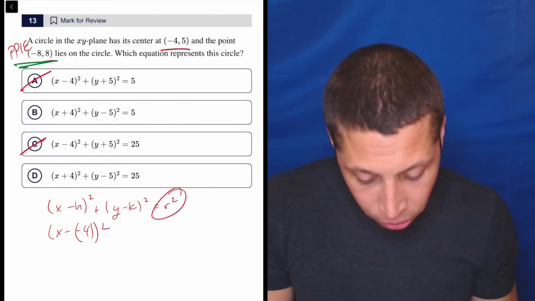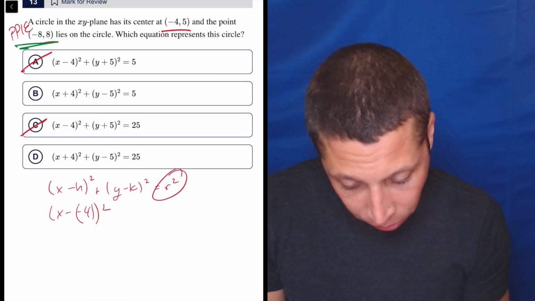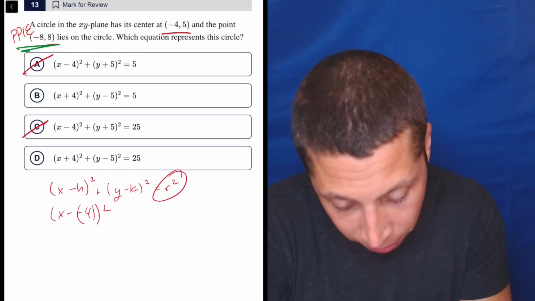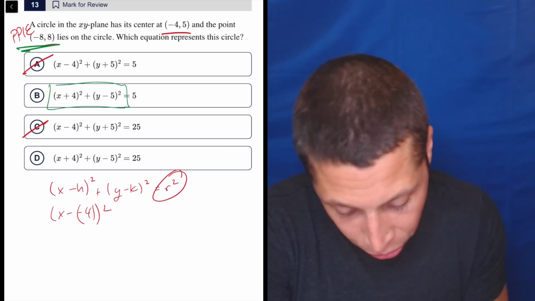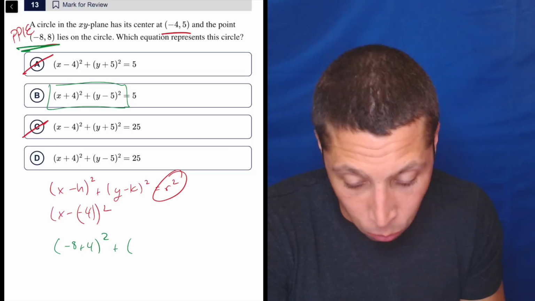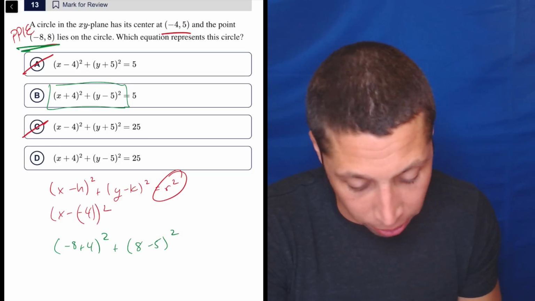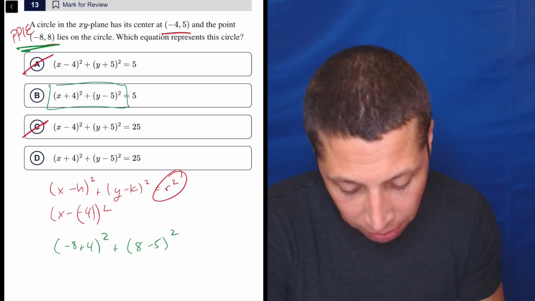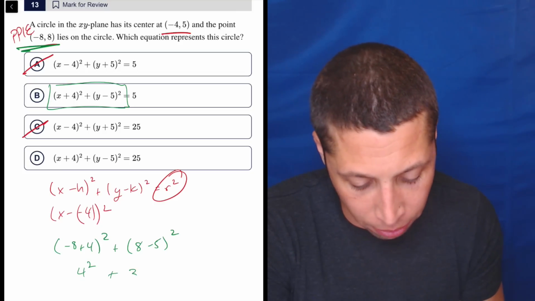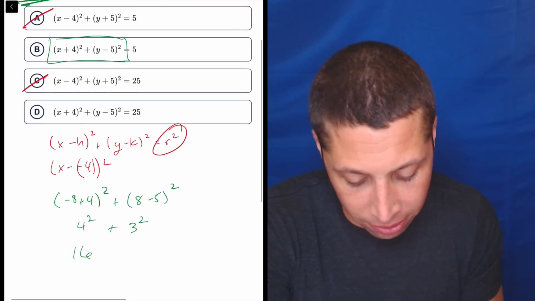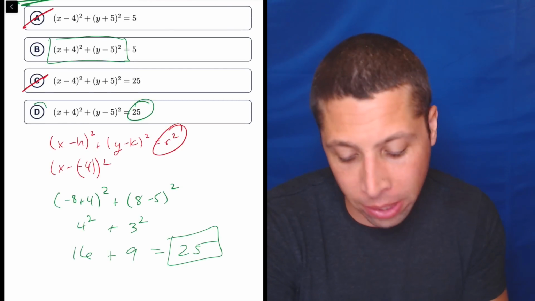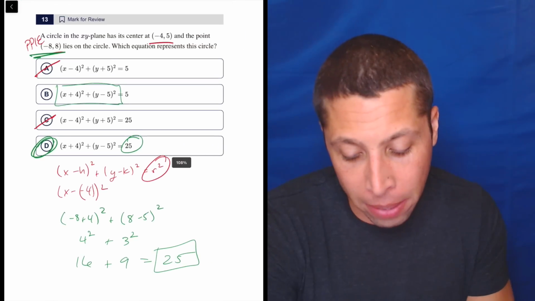So let's try the answer choice, right? Well, they're both the same, right? This part's the same. So let's just do that. So (negative 8 plus 4) squared plus (8 minus 5) squared. So what does that equal? Does it equal 5 or 25? Let's see. Negative 8 plus 4 is negative 4, so 4 squared and 3 squared. So that's 16 plus 9 is 25. That one is the 25. That's what I thought it was going to be, but now I have proof.